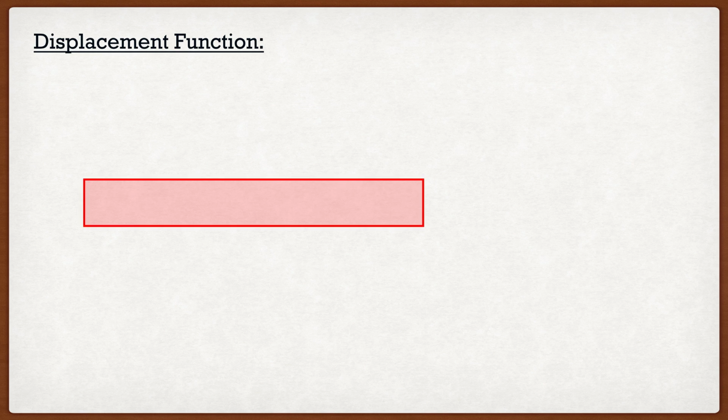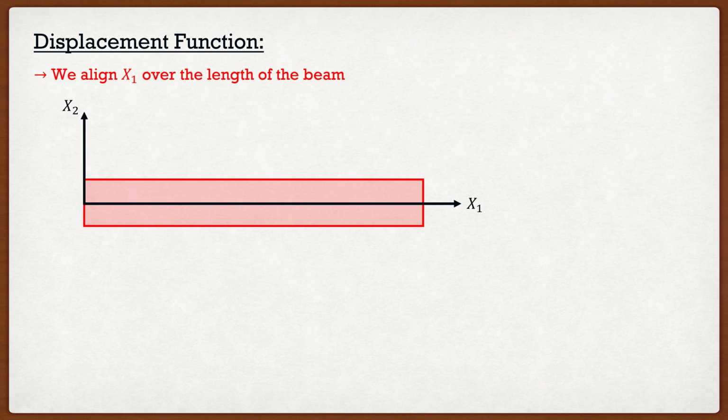So the first thing we say is, all right, we know that we're dealing with a beam. So we have a beam. What we're going to do is align the x1 and the x2 axis over the length of the beam. So if we look here, x2 is related to the vertical component of the beam, and x1 is related to the horizontal component of the beam.